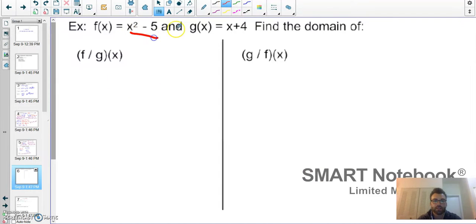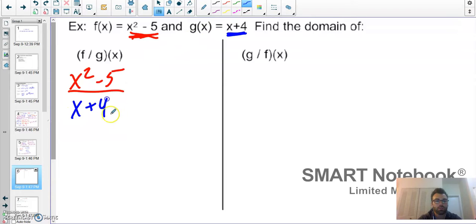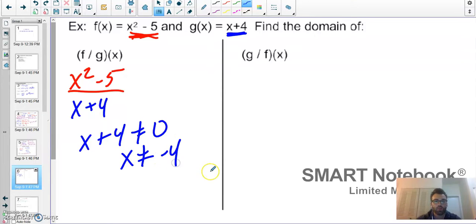f of x is x squared minus 5. g of x is x plus 4. So, here we go. Order matters. f of x divided by g of x. x squared minus 5 over x plus 4. Domain. Okay. The bottom, our denominator, cannot equal 0. So x cannot equal negative 4.